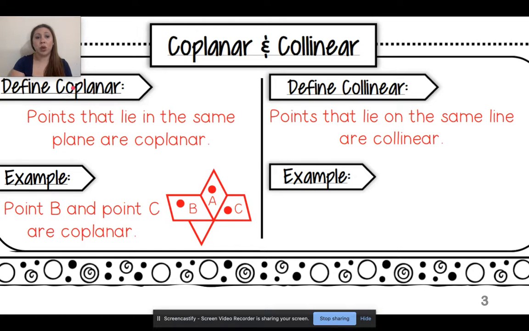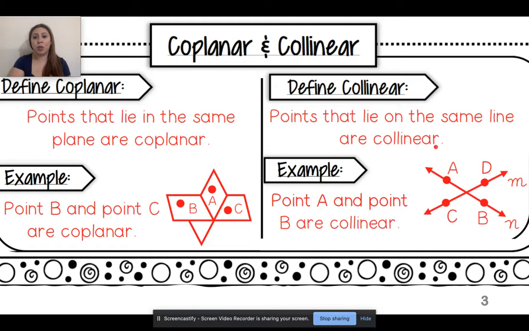Collinear. Think of it: coplanar, co means together, they go together. Collinear, linear means we're on the same line. So points that lie on the same line are collinear. It'll look like this. Point A and point B are collinear because they are on the same line, line N, as in Nancy. C and D are collinear, but D and B are not collinear because they're not on the same line. You can pause it at this point.